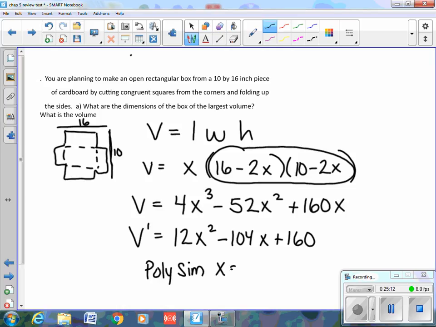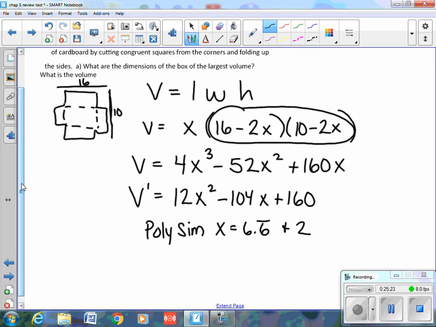X equals 6.6 repeating and 2. You use your polynomial simulator. One of these you can't keep. Usually you can't keep the bigger number. And I'll tell you why you can't keep this bigger number right here.